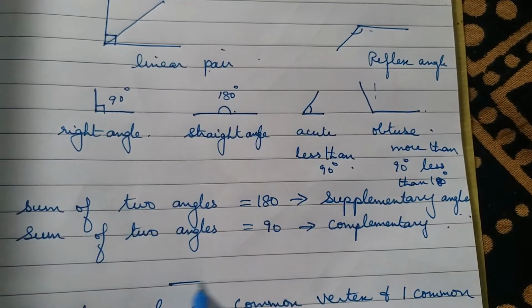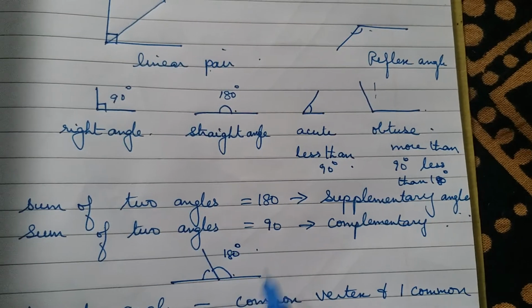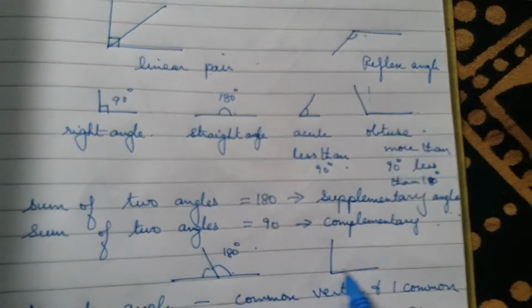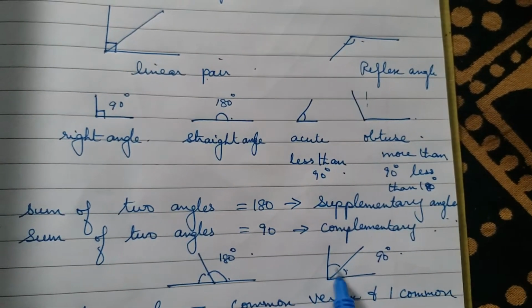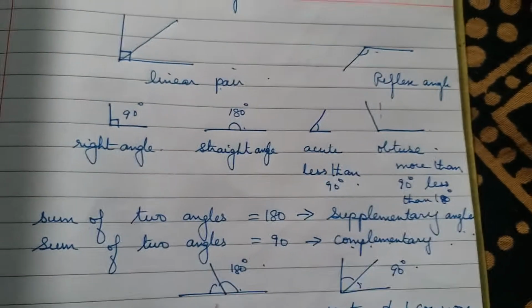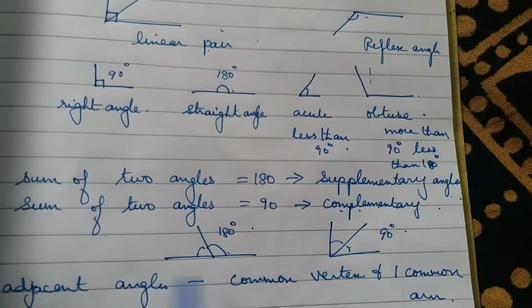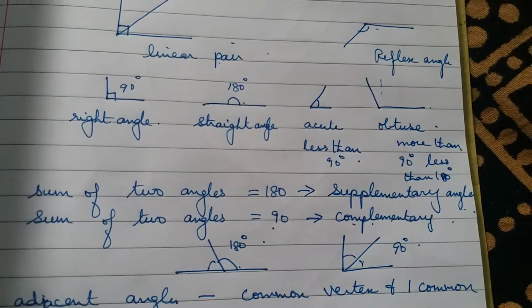For example, you have this here. If you add these two, it will be equal to 180 degrees. So they are said to be supplementary angles. When you have it like this, you add these two angles and it will be equal to 90 degrees. Then it is said to be complementary. So if the sum of two angles is equal to 180, they are supplementary angles. If the sum of two angles is equal to 90 degrees, they are complementary angles.